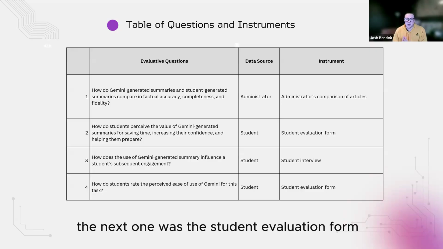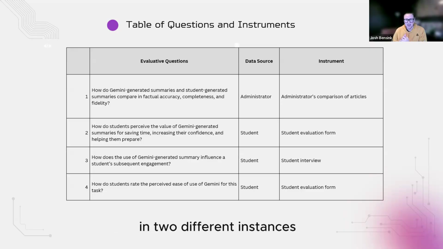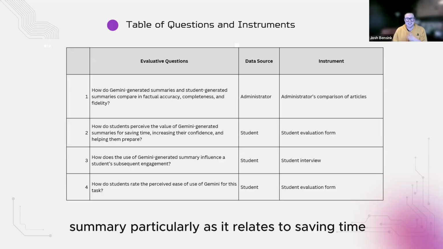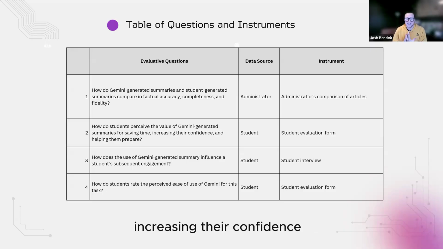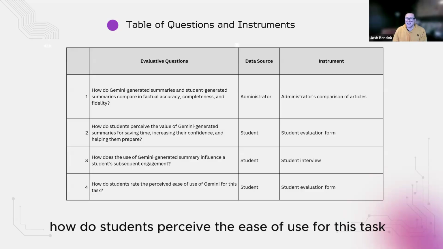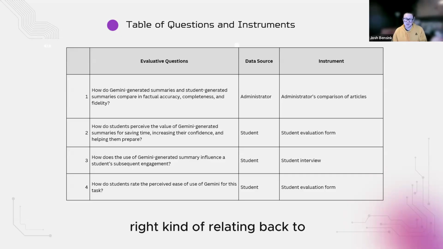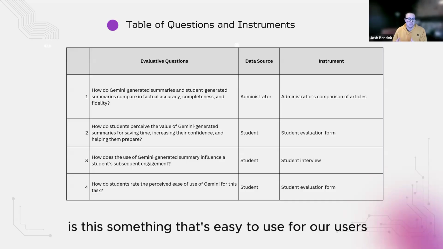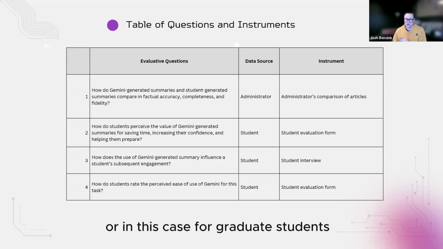The next one was the student evaluation form in two different instances. The first one is, how do students perceive the value of the Google Gemini summary, particularly as it relates to saving time, increasing their confidence, and helping them prepare. So maybe their self-efficacy as it relates to that specific article. And that evaluation form was also used for, how do students perceive the ease of use for this task, right? Relating back to one of our big criteria for evaluation, is this something that's easy to use for our users, or in this case, for graduate students?